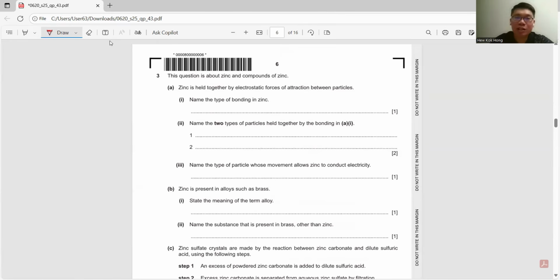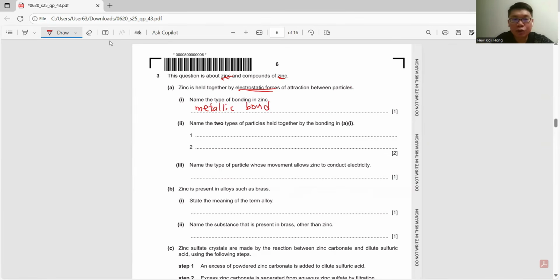Question 3. The question is about zinc and the compound of zinc. Zinc is held together by electrostatic force between particles. Name the type of bonding in zinc. In any metal, the attraction forces, the type of bond is always metallic bond.